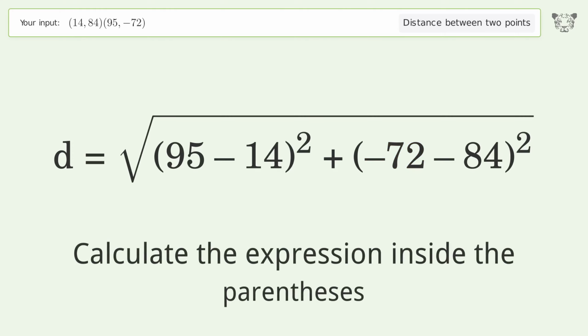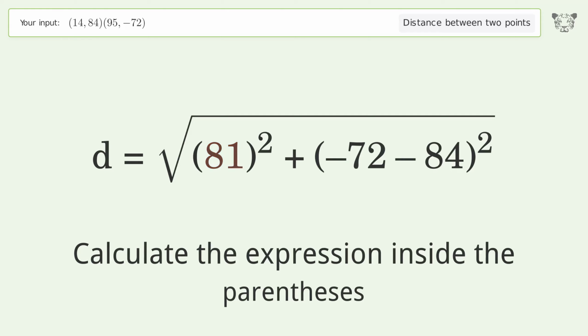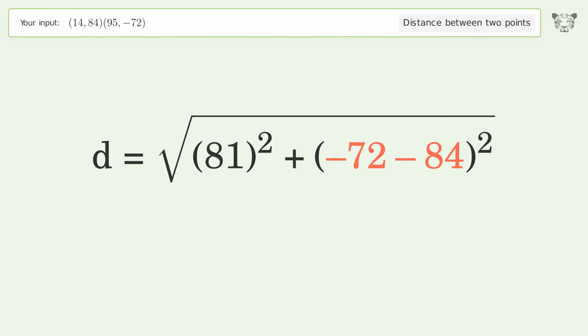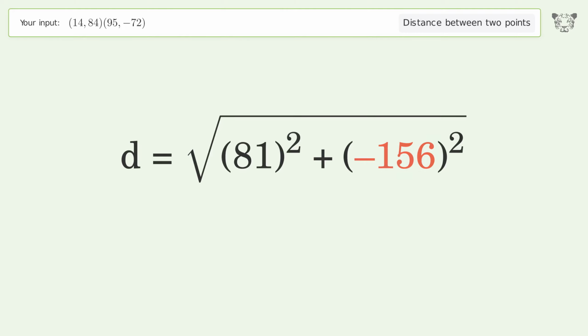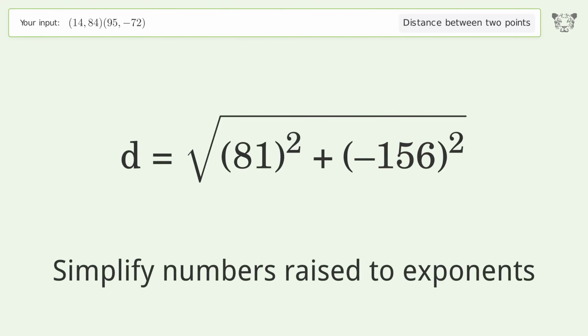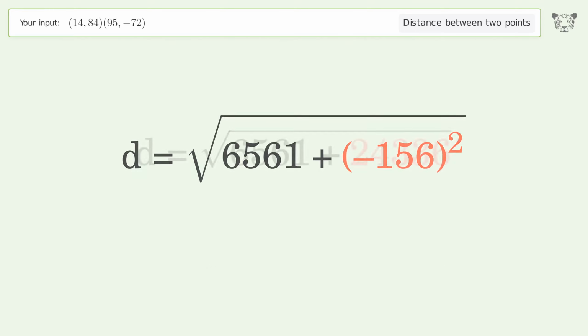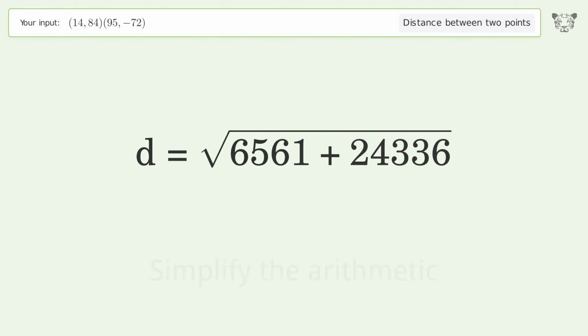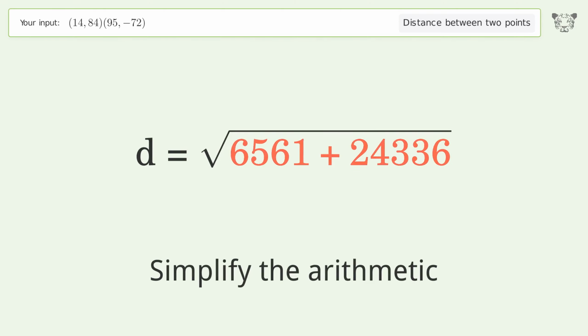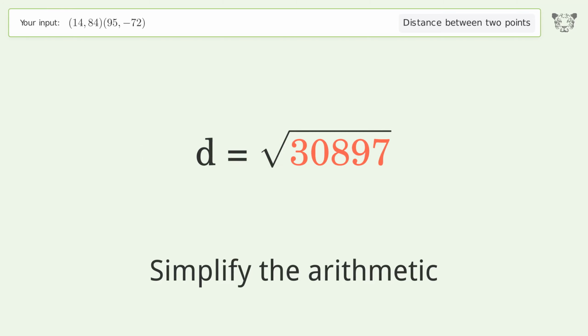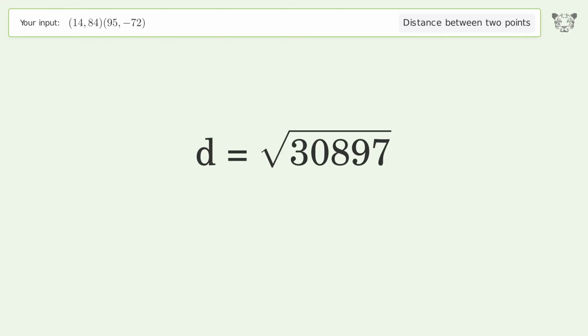Calculate the expression inside the parentheses. Simplify numbers raised to exponents. Simplify the arithmetic. And so the distance between the 2 points is the square root of 30,897, or 175.775.